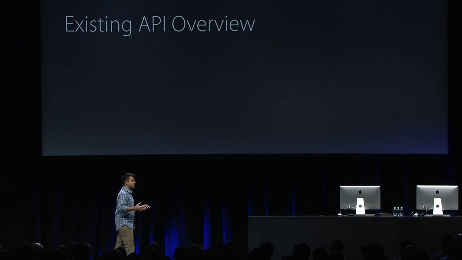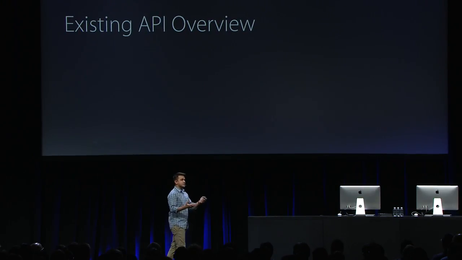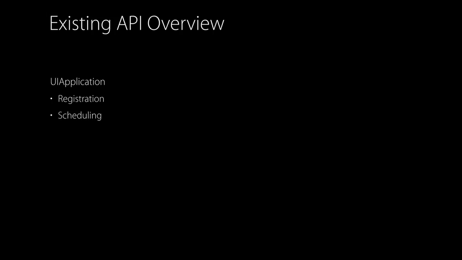So that was, in a nutshell, the different types of notifications that you can use. Now, before we proceed, let's do a quick overview of the existing API for notifications that we have in iOS. Now, you use UIApplication for registering your application and then scheduling notifications that your application wants to send. This is part of the UIKit framework that I'm sure most of you are familiar with. However, there were some issues with the existing API.